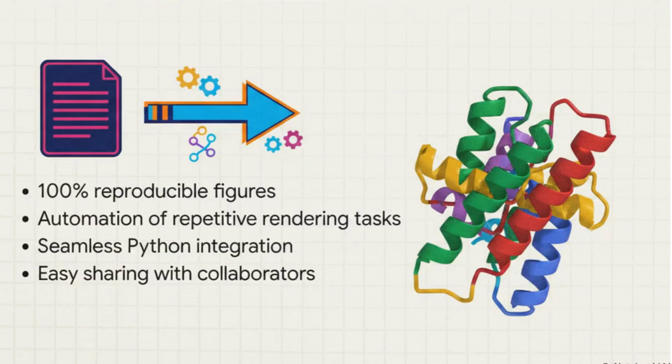But here's a little pro secret. Professionals almost never rely on manual clicks. It's all about scripting. Writing scripts guarantees 100% reproducible figures for every complex shot. It automates all your repetitive rendering tasks, integrates seamlessly with Python, and lets you email your entire 3D workspace to collaborators as a tiny, lightweight text file.